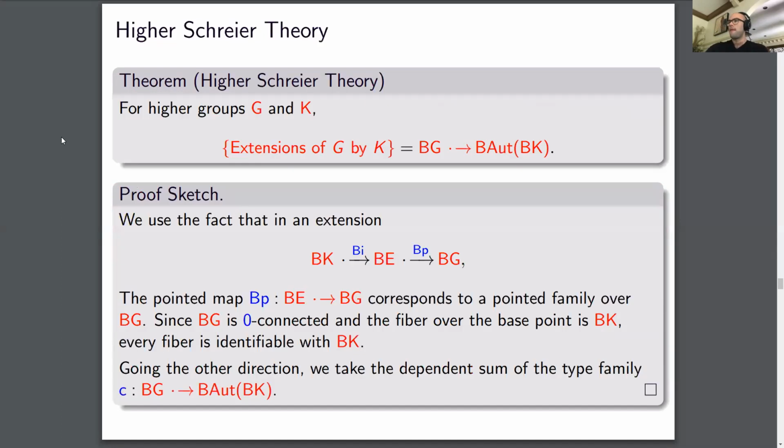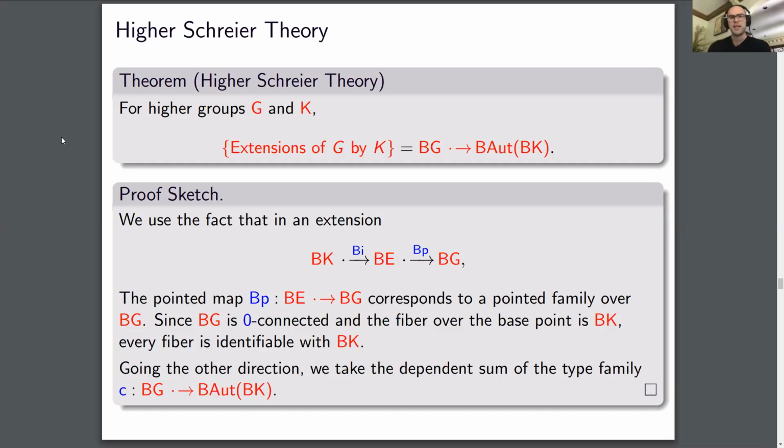Okay. So now we can come to the main theorem, which is higher Schreier theory. So for higher groups G and K, the type of extensions of G by K is equivalent to the type of pointed maps from BG to B-Aut-BK. So B-Aut-BK is the type of all types which are identifiable with BK. So here's a proof sketch.